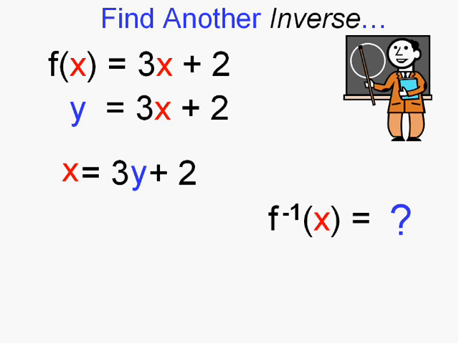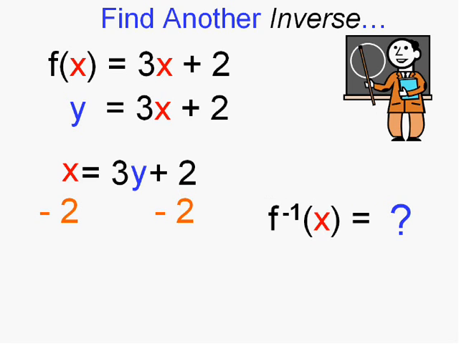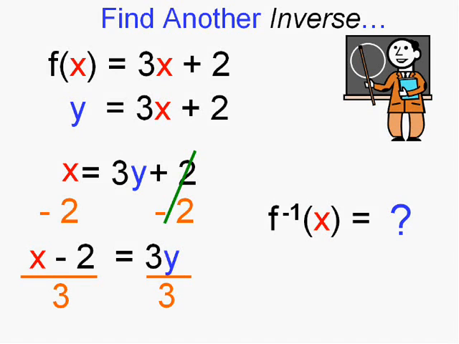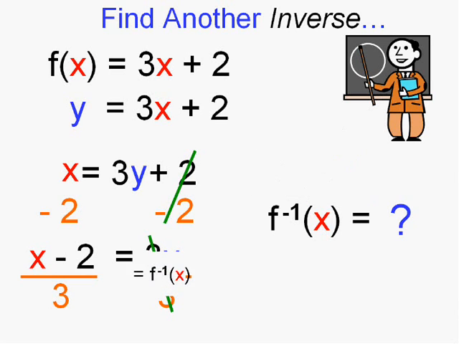Now, solve the equation for y. Get y by itself. Now, I have 2 things keeping y from being by itself: the 2 and the 3. Let me subtract 2 from both sides. And I'll get x minus 2 there. I can't do anything there. Now divide both sides by 3 to undo the 3, and y will equal x minus 2 over 3. Now the last step is to replace the y with the notation f inverse of x.